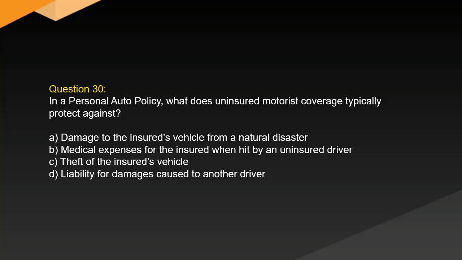Question 30. In a personal auto policy, what does uninsured motorist coverage typically protect against? A. Damage to the insured's vehicle from a natural disaster. B. Medical expenses for the insured when hit by an uninsured driver. C. Theft of the insured's vehicle. D. Liability for damages caused to another driver.